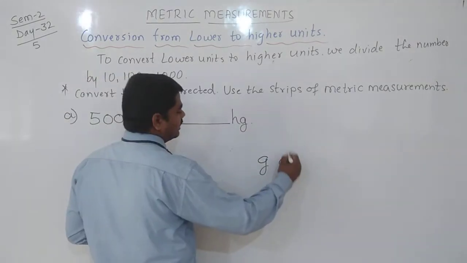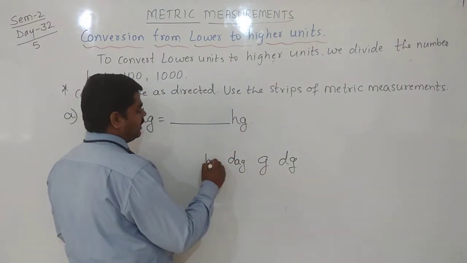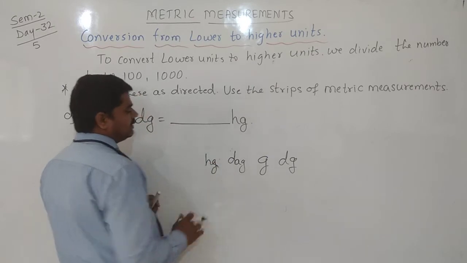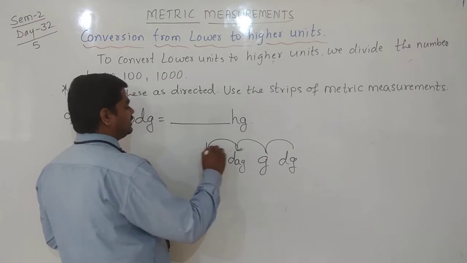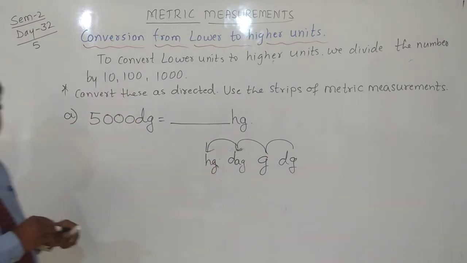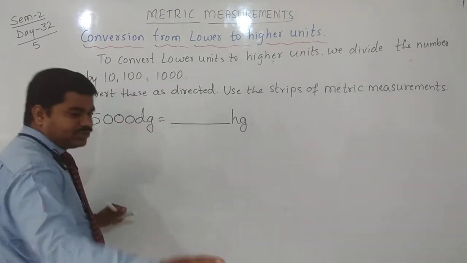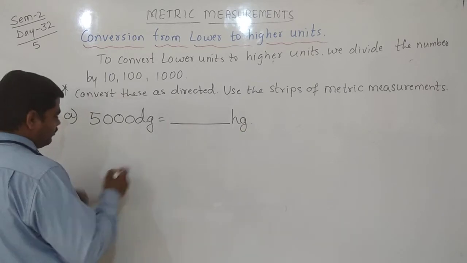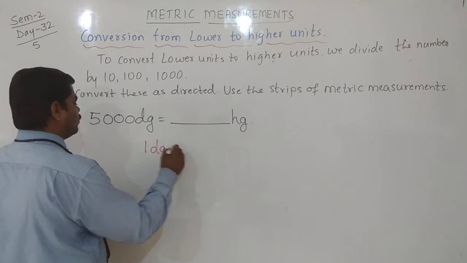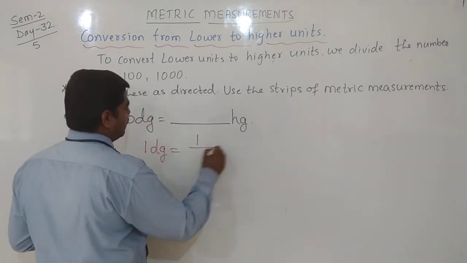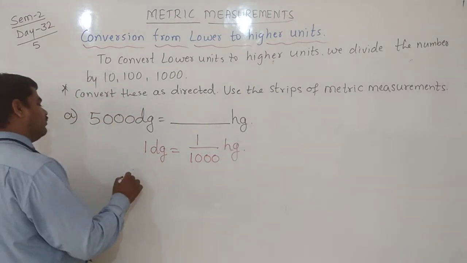Here the gram, here the decigram, here decagram, and then hectogram, Hg. From here, 1 place, 2 place and 3 place. Then you divide by 1000. Write 1 decigram is equals to 1 by 1000 hectogram.